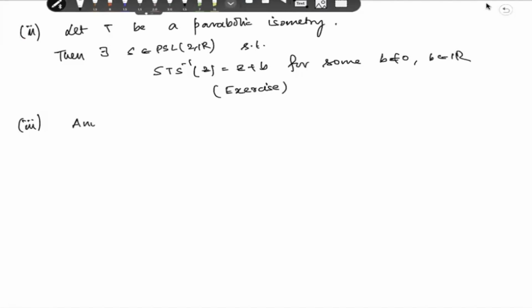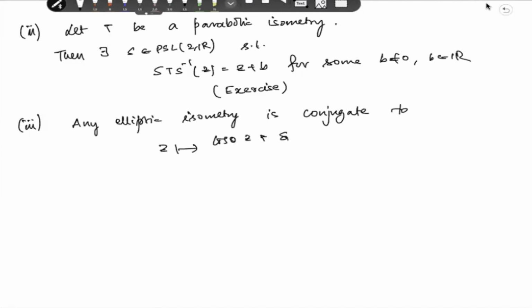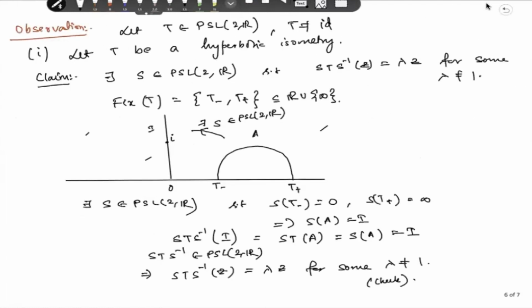Any elliptic isometry is conjugate to this map. This also I leave as an exercise. These observations will be very useful in the later classes. So I'll stop here.